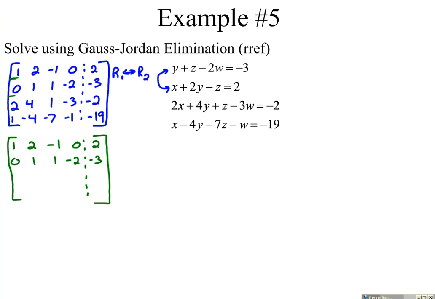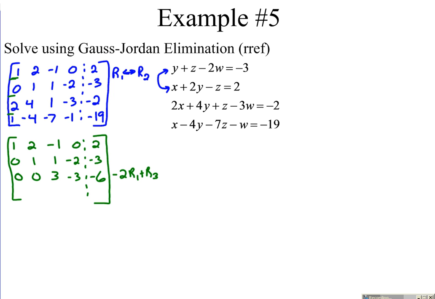What do I multiply that by so that when I add it here, I get 0? -2 times row 1 and add it to row 3. When we do that, -2 plus 2, 0. -4 plus 4, 0. 2 plus 1 is 3. 0 minus 3 is -3. And -4 minus 2 is -6.